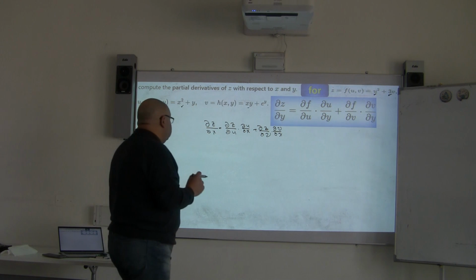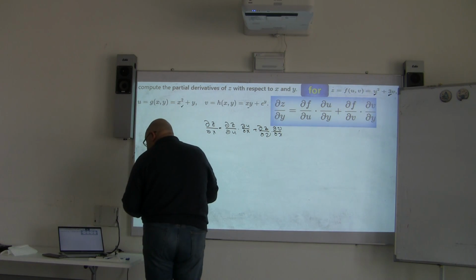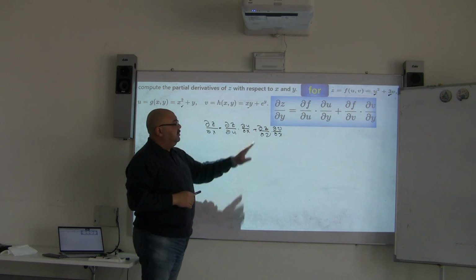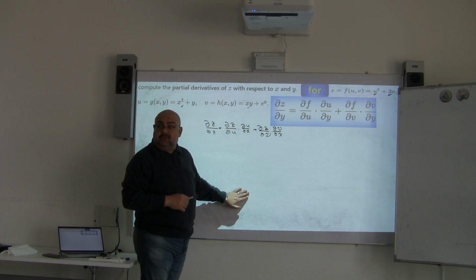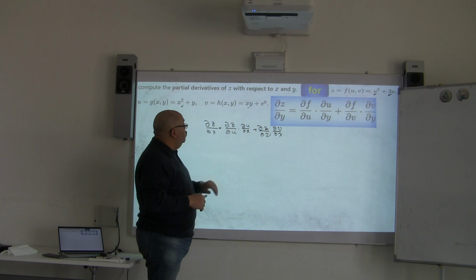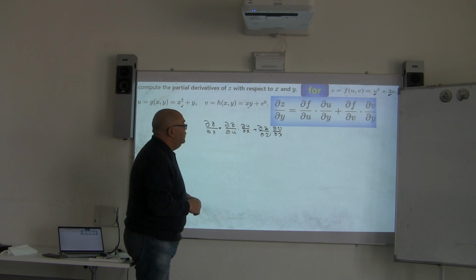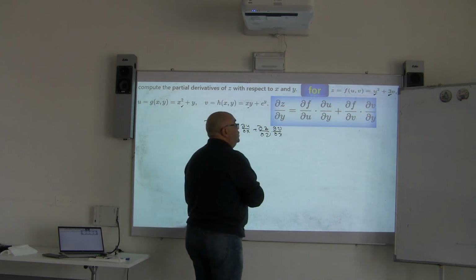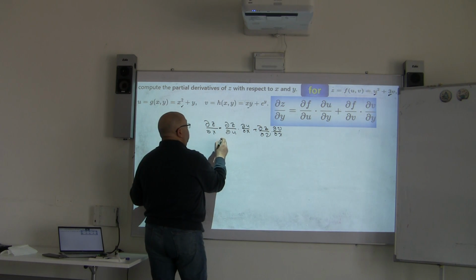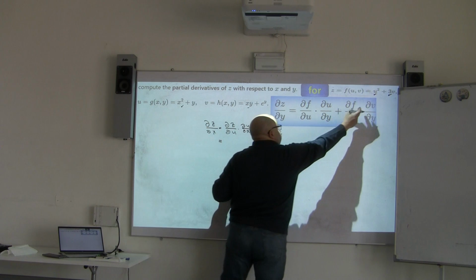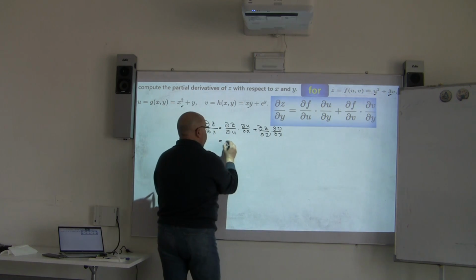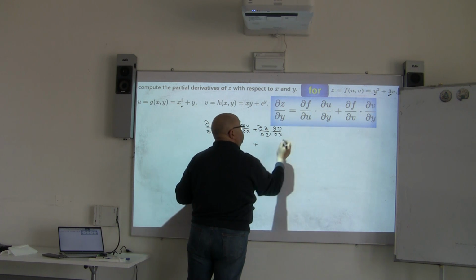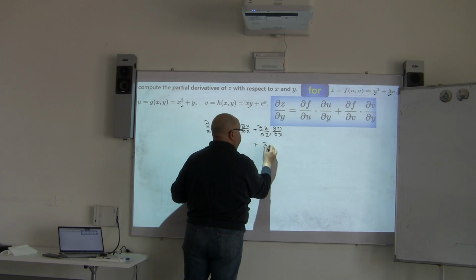So let's do the derivative with respect to x, since the derivative with respect to y already exists on the slide. So I will do this with x for u. The first step is to differentiate with respect to u. So I'm going to differentiate z with respect to u, which is going to be 2u, as you can see, plus differentiating z with respect to v, which is going to be simply 3.